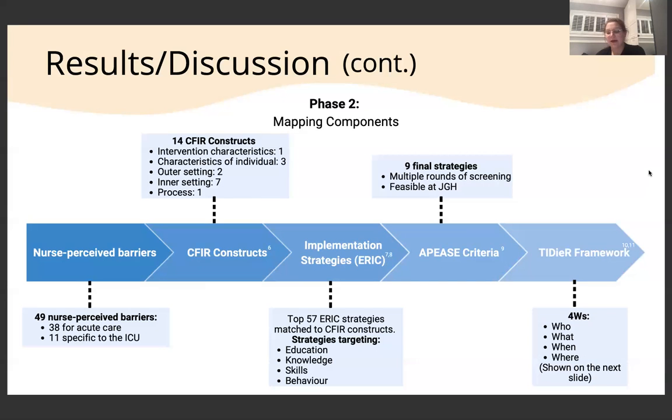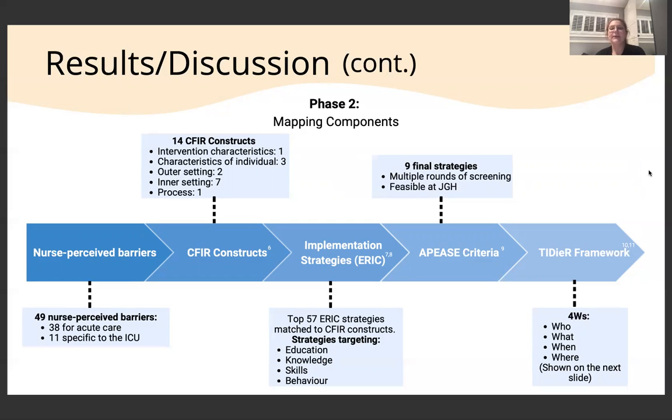So these were then classified to the CFIR constructs, in which there were 14 that were found, as you can see on the screen. They were grouped into 5 different categories, and from there they were mapped to the ERIC. So those 14 constructs of the CFIR then became 57 strategies from the ERIC, targeting a variety of things, looking at education, knowledge, skills, and behaviors. And these were all components that are going to be included in the intervention package at the end.